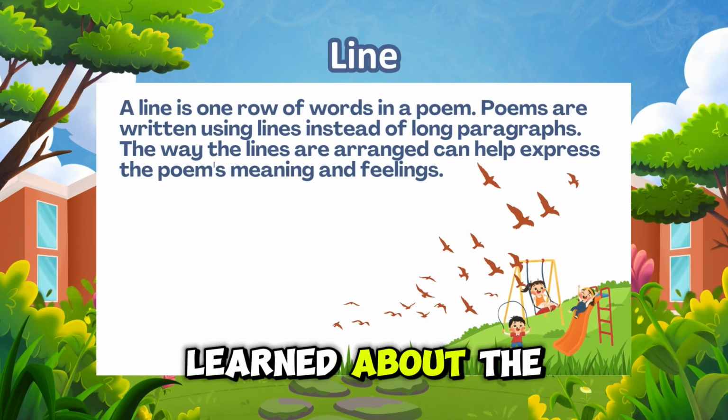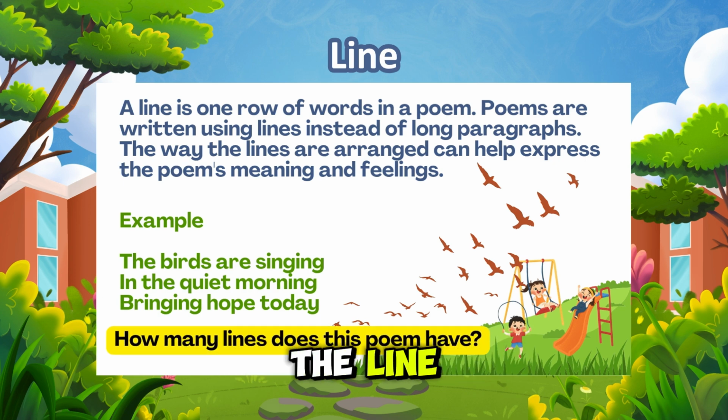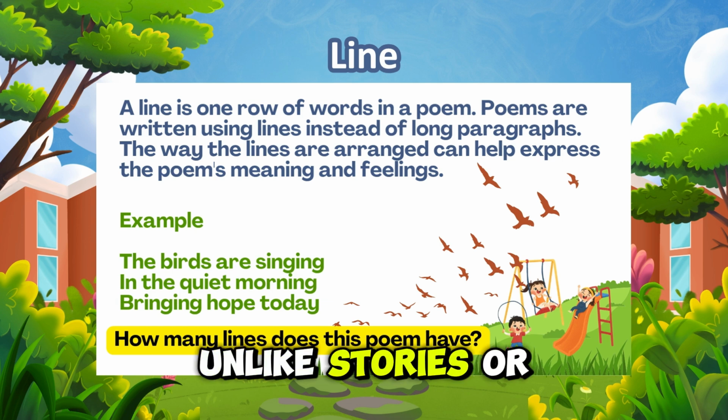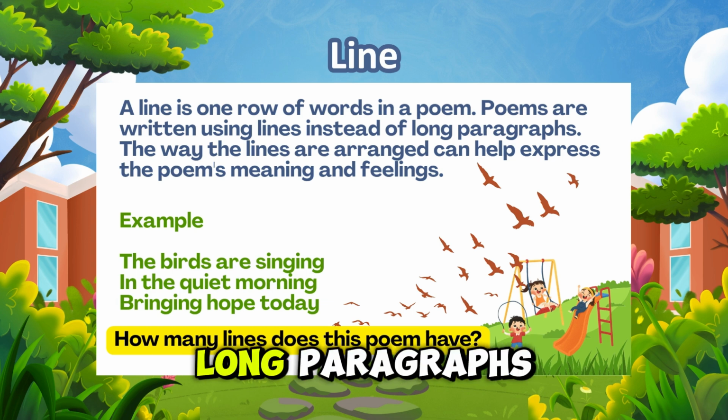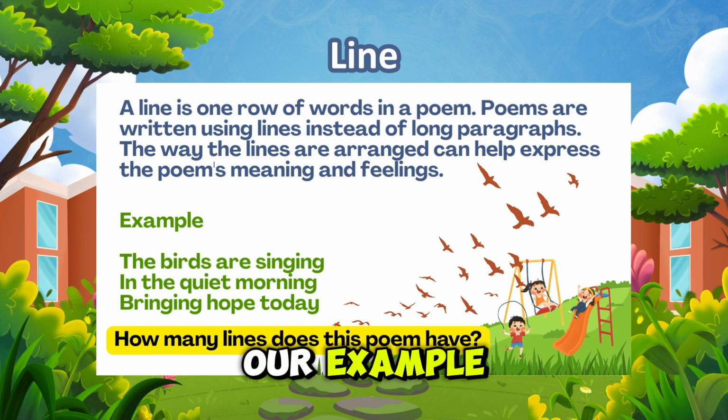Now that we've learned about the different forms of poetry, let's move on to another basic element, the line. A line is one row of words in a poem. Unlike stories or essays, poems are not written in long paragraphs. Instead, they are written one line at a time. Let's look at our example.